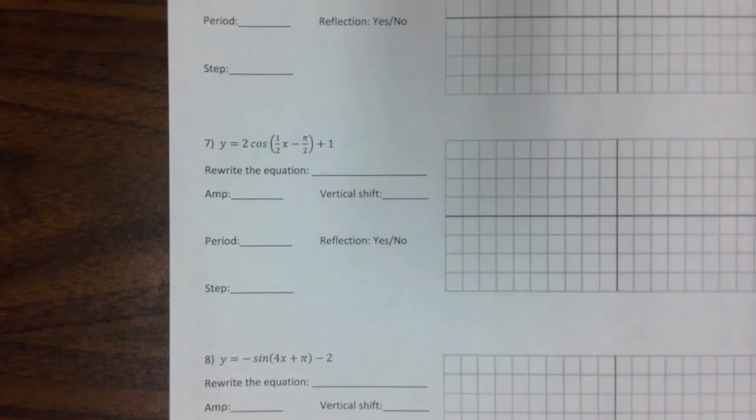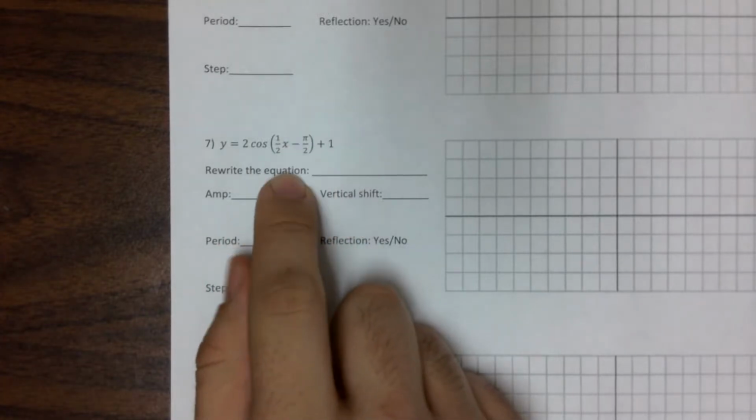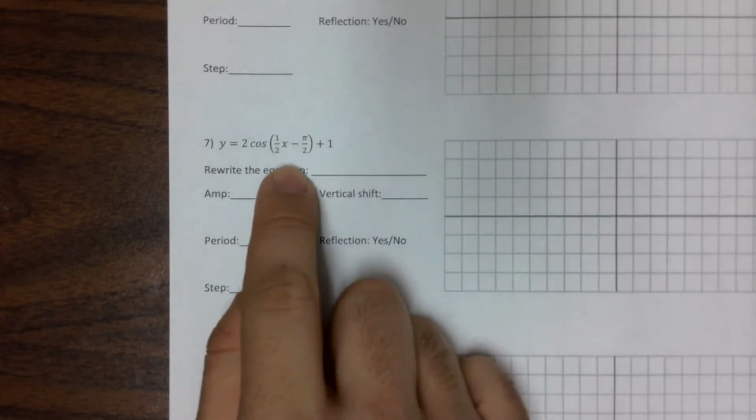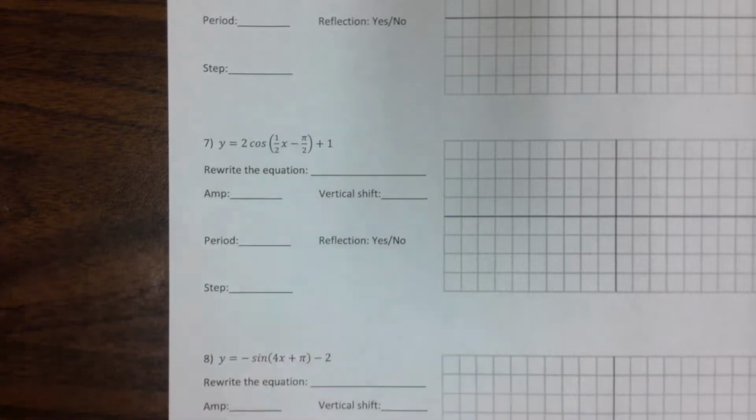Alright, so we are now looking at graphing cosine, and as you can see we have a new transformation in here. So we are adding and subtracting inside the function, and so that's going to give us our phase shift. I forgot to write it down here. So we are going to look for a phase shift.